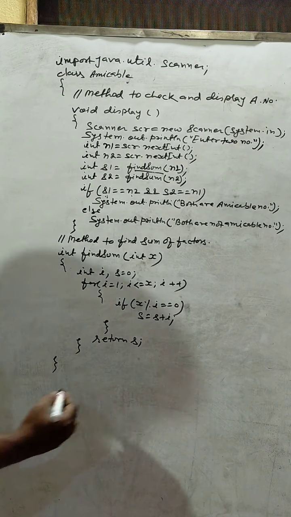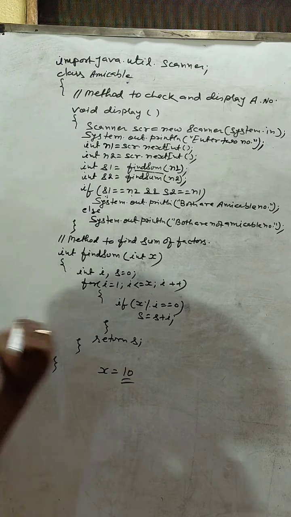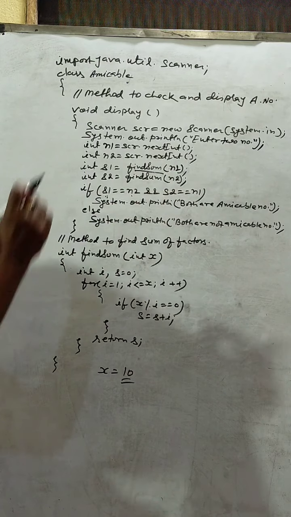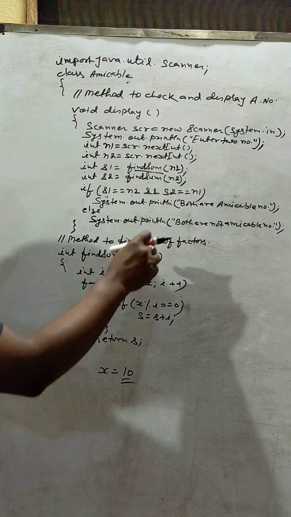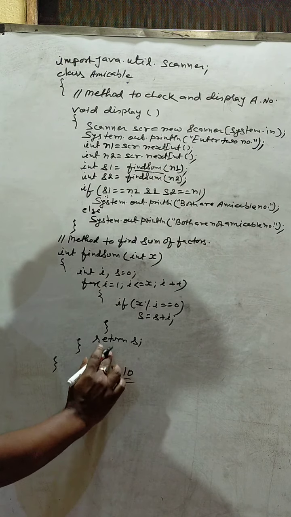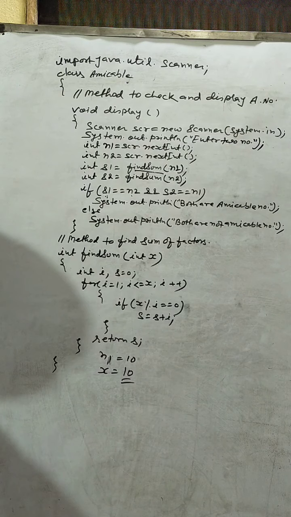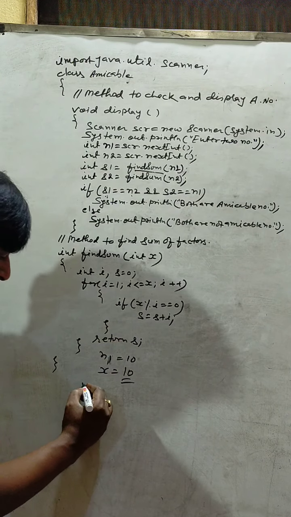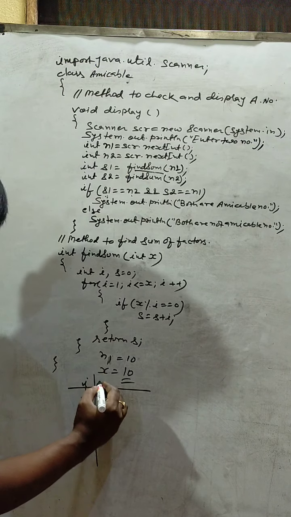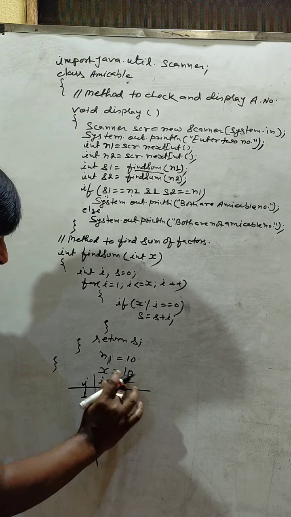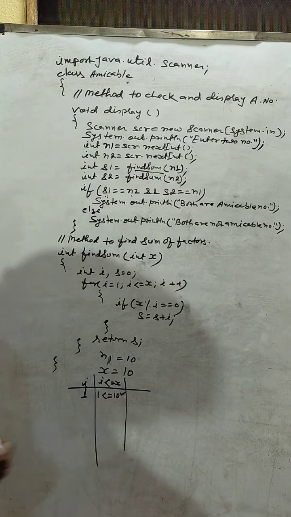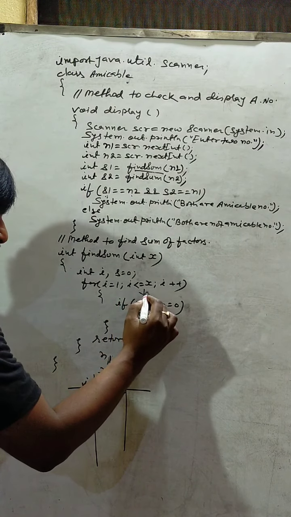Okay. Now what happens in the findSum function? Suppose N1 equals 10. First time we passed N1, that is N1 equals 10. The N1 will be stored in x. Therefore x is also 10. So how will we calculate the sum of factors? First, i equals 1. The condition is i less than or equal to x, that is 1 less than or equal to 10. The condition is true. Control moves inside the loop.